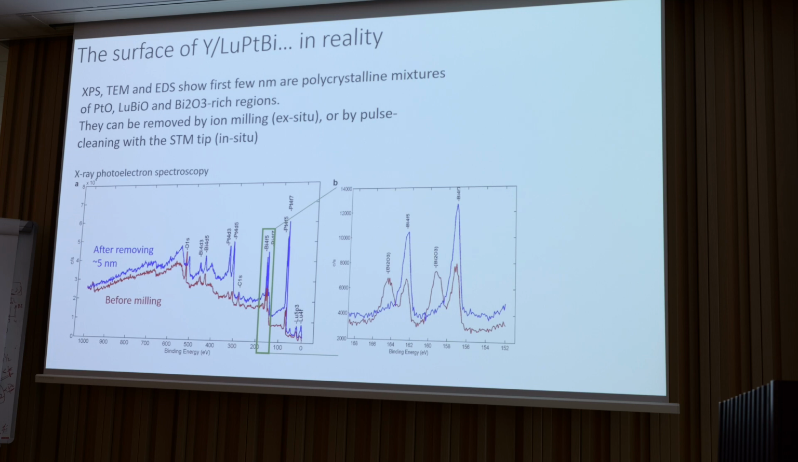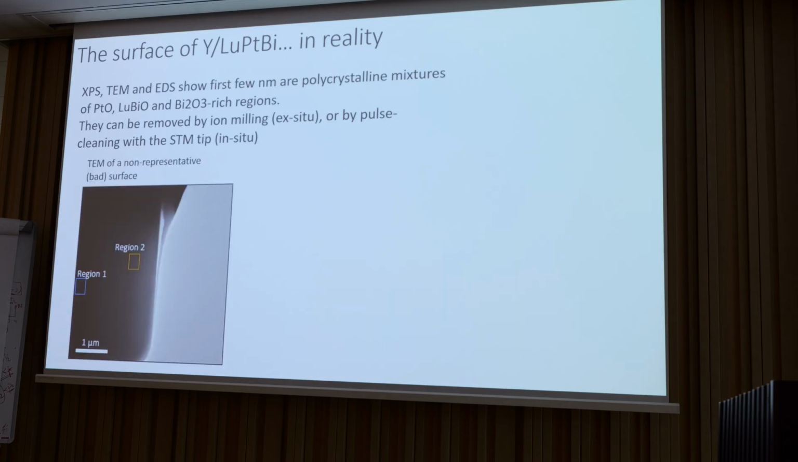So we know that after a few nanometers, all of this junk goes away and we get the actual crystal. Here is a TEM study of a bad crystal, and I'm intentionally showing a very bad one, where the surface is not good. This is hard to see in this black and white picture, but there is some region here near the surface that looks different than further away.